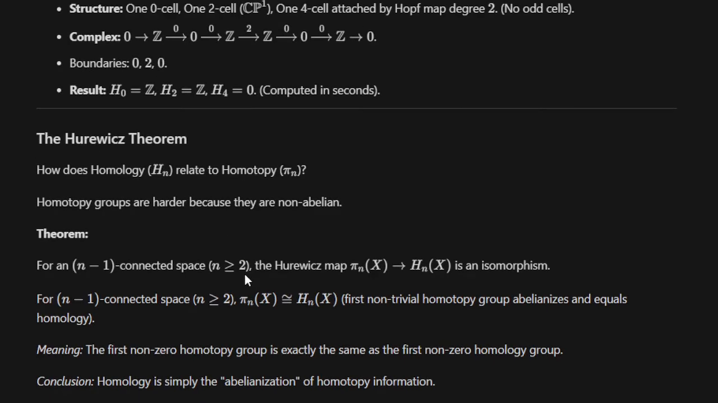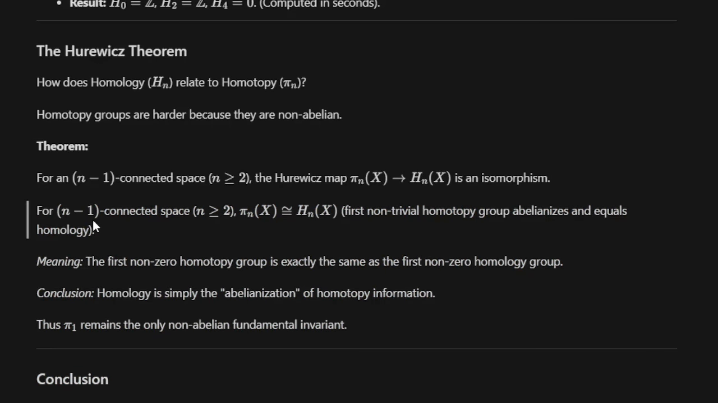The Hurewicz theorem is another one. So how does homology relate to homotopy? In other words, how does homology relate to the fundamental group or some homotopy groups? They're harder because they're not abelian, right? But for an n-1 connected space, so n is greater than or equal to 2, the Hurewicz map, which takes the homotopy of that space and maps it onto the singular homology, is an isomorphism. So for an n-1 connected space, this homotopy is isomorphic to the homology.